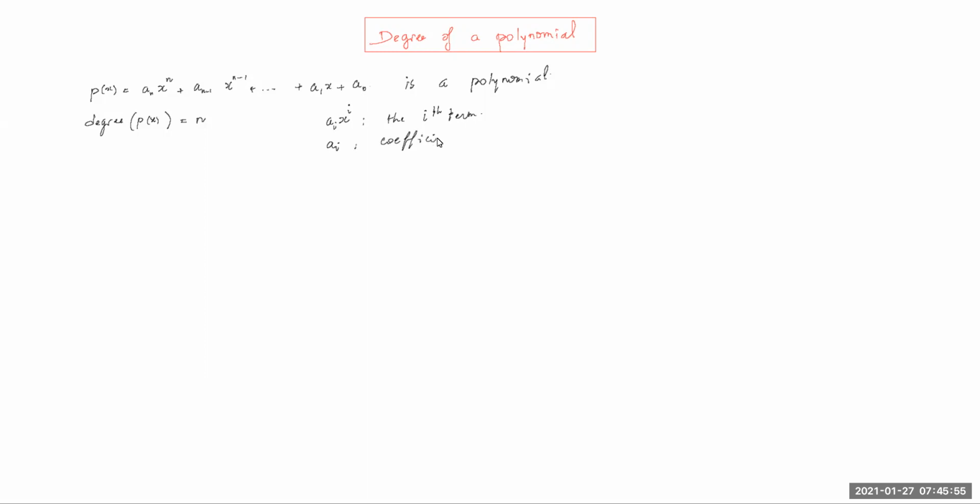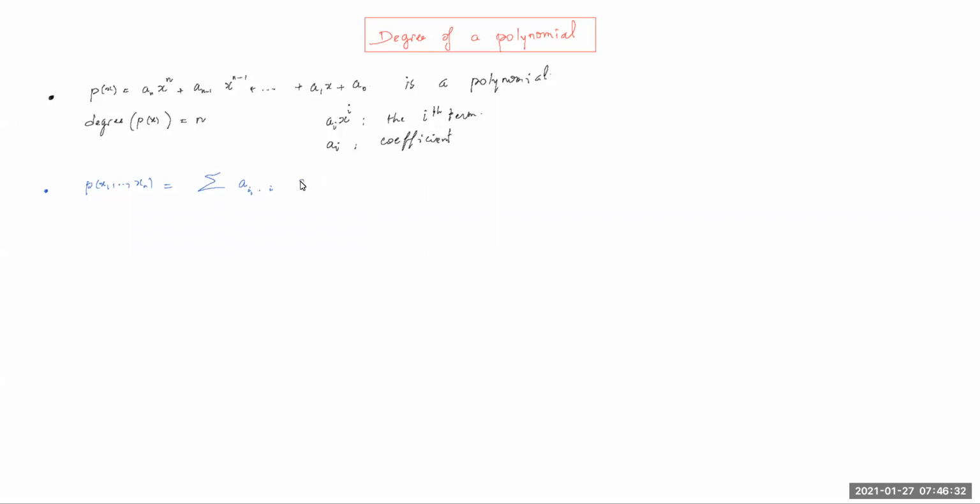Now this definition is extended to more general polynomials. This is what we know about polynomials, but it is extended to polynomials with several variables x_1 up to x_n. It will be a sum of terms, and the terms will depend on these variables.